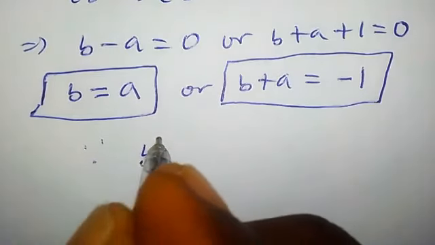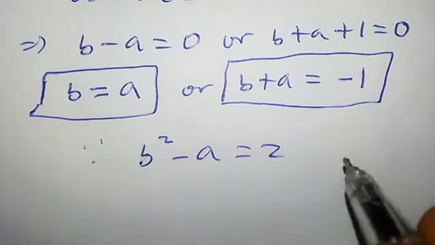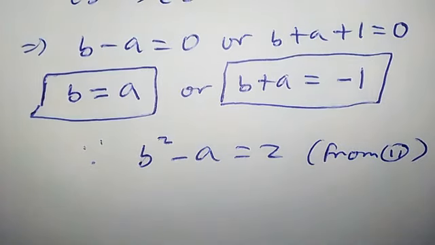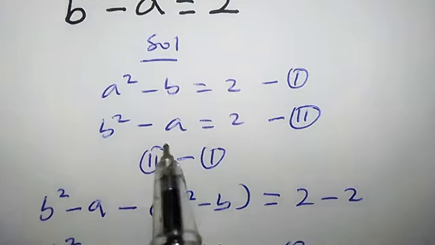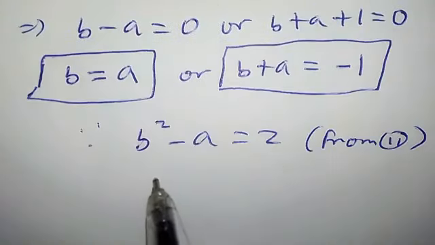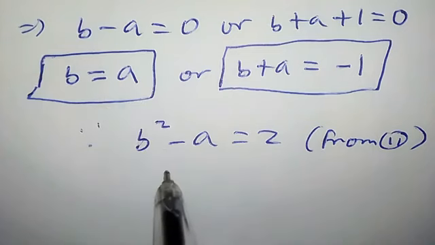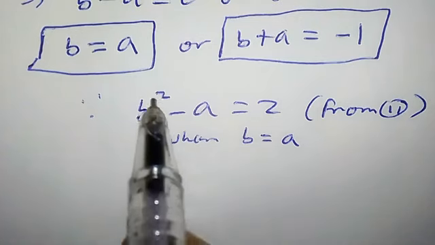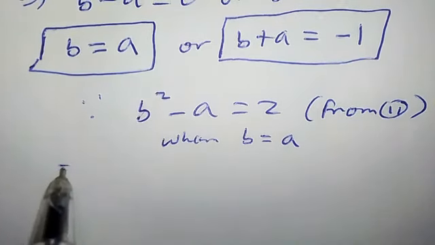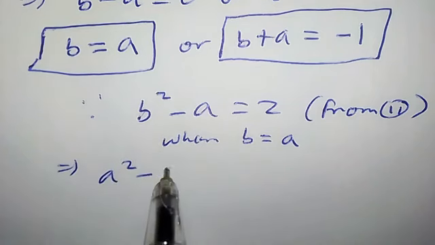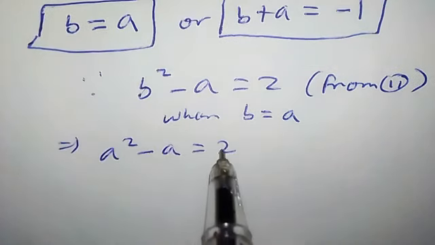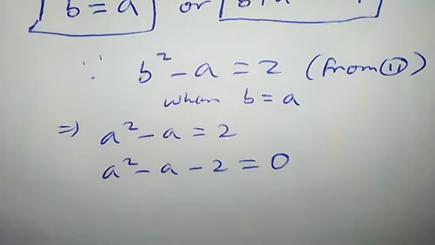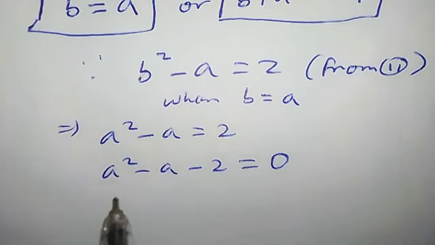Let's proceed further. Since b² − a equal to 2, this comes from the second equation. Let me show you. The next step now is to substitute when b is equal to a. That means anywhere we see b, we will replace it with a. So this implies that a² − a is equal to 2. When this comes to the left side, it becomes a² − a − 2 equal to 0. We now have a very beautiful quadratic equation and we can factorize it.